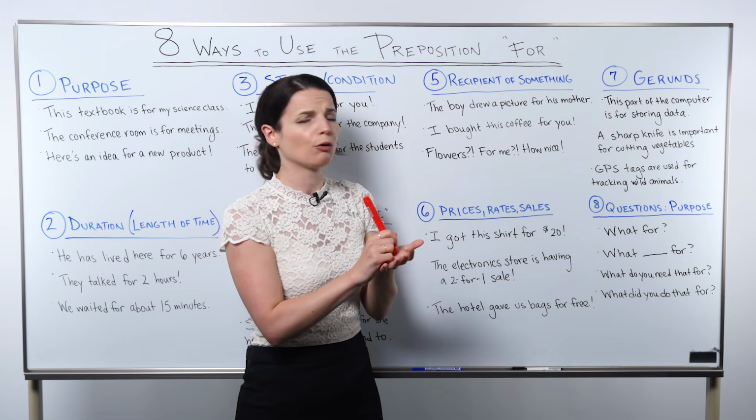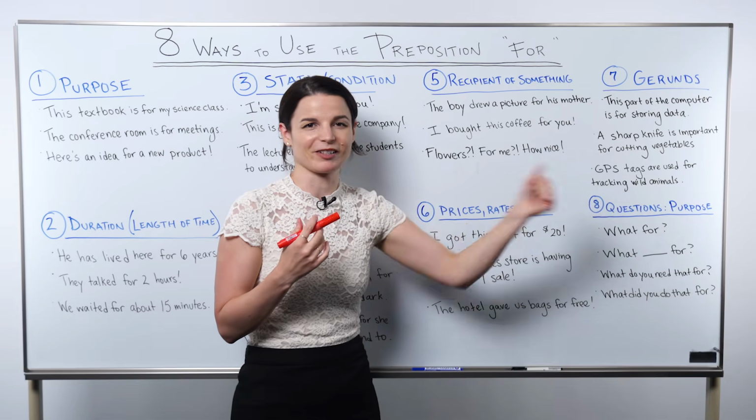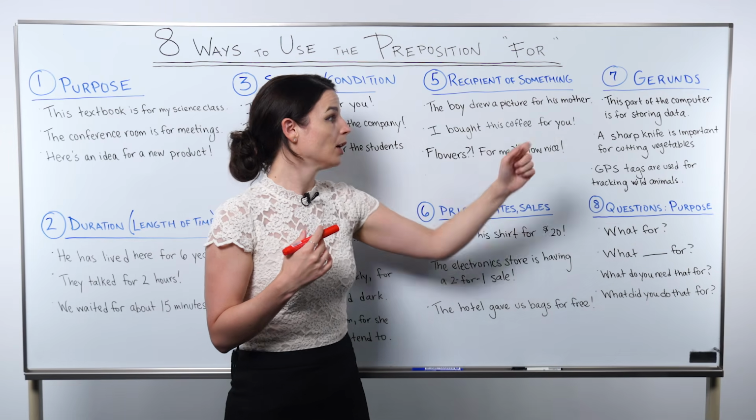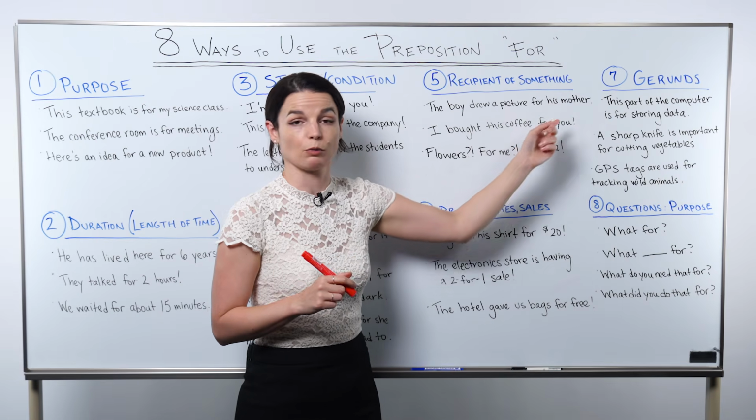So it's like saying the reason someone did something is for giving it to this person, or in order to give it to this person. We describe the recipient with for, or we preface the recipient with for.